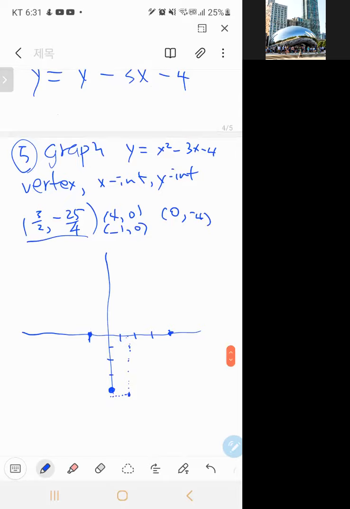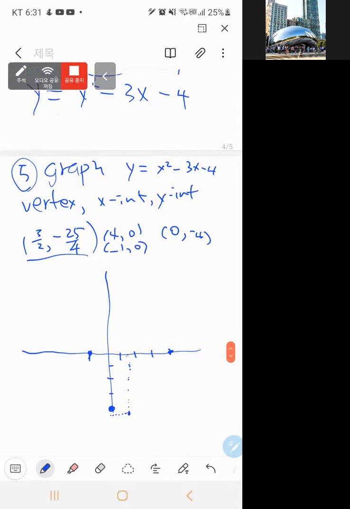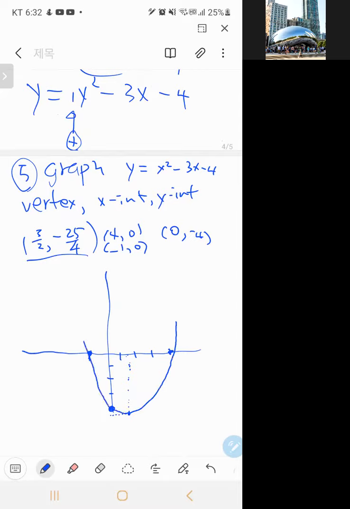Okay, and also we know our a is a positive number, so we know it opens upward. So all we have to do now is connect the dots upwards and create a parabola. Okay, let's plot the points. Give the coordinates (4, 0), (minus 1, 0), (0, minus 4), and (3 over 2, minus 25 over 4). And that is the graph of the equation.